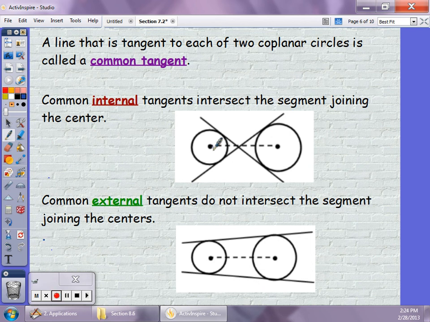So if you look here, if we have two circles and we draw a segment between those two circles joined at the center, if the two tangents intersect in the middle and cross over that line, then we say that those are common internal tangents. If we do the same thing for common external tangents, they do not intersect the segment joining the centers. So again, if we take the centers and draw a line, if the two tangent lines do not intersect it, then they are considered to be common external tangents versus internal tangents.